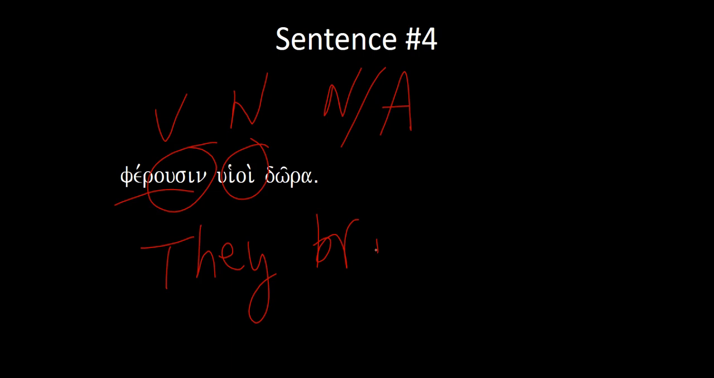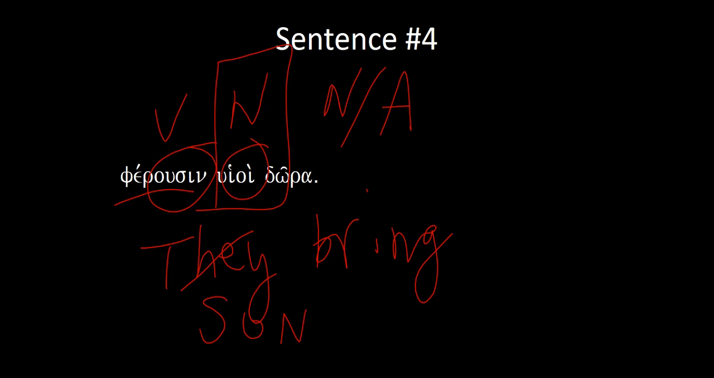Then I've either got, as a nominative subject, huioi, which means sons, or I've got dora, which means gifts. I know that huioi has to be nominative. So if dora could be either nominative or accusative, then this is going to lead me to think that huioi is going to be our subject. So sons bring, and then dora, sons bring gifts.